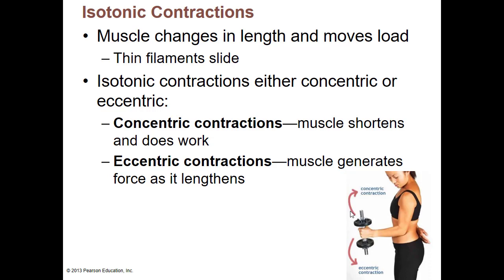Now, there are two types of isotonic contractions: concentric and eccentric. They're still isotonic, so it's still the same tension. The difference comes in how the muscle length changes. In a concentric contraction, the muscle shortens to do work. In an eccentric, the muscle lengthens as it does work.